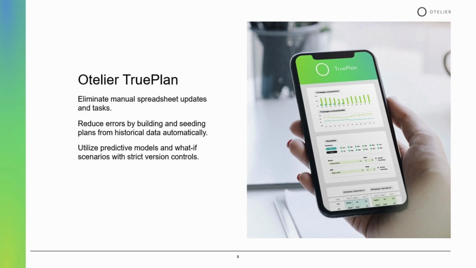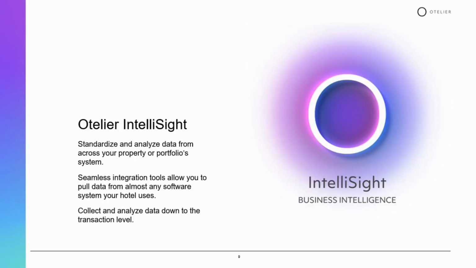TruePlan allows you to create consistent, standardized plans. You can use ad hoc versions, comparison and variance analysis, and custom roles and permissions. Otelier TruePlan simplifies hotel financial planning with industry-leading drivers and predictive models, allowing you to spend less time working in spreadsheets and more time on hospitality.